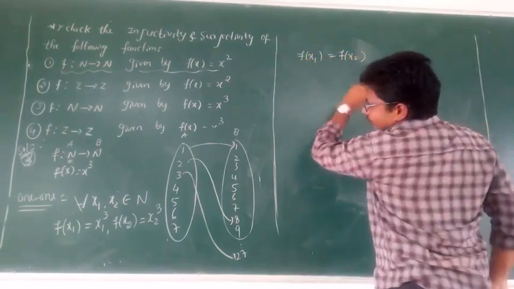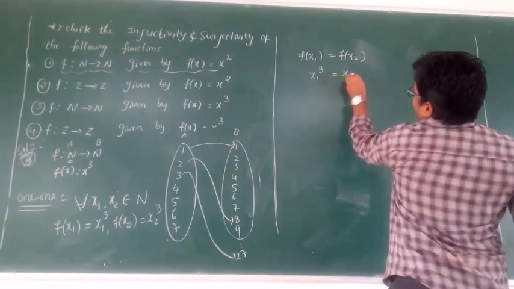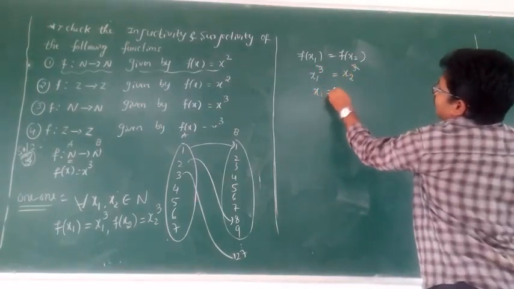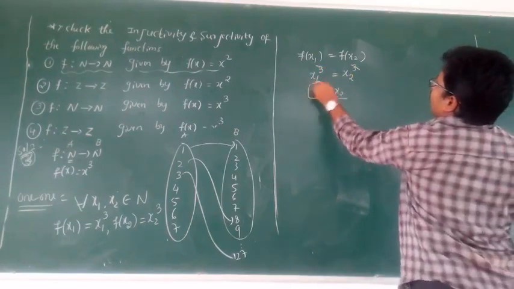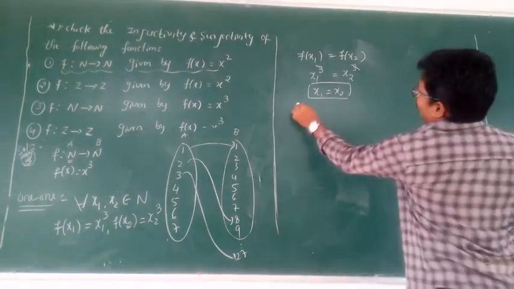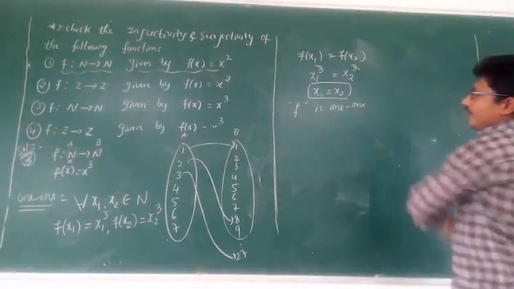What is this? f of x1 means x1 cubed is equal to x2 cubed. The cube cancels. What's remaining? x1 is equal to x2 is remaining. That's why the function f is one-one. The function f is one-one.